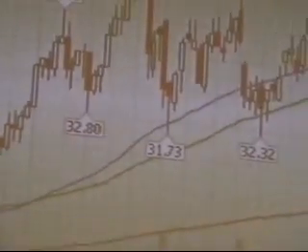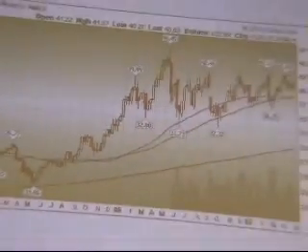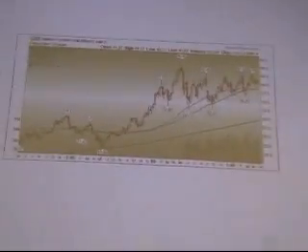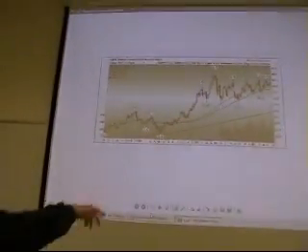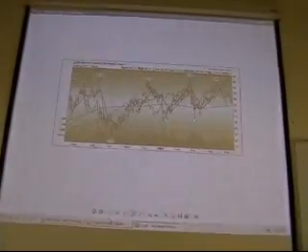Let's move on. Oh, sorry, one more thing. See, little volumes, and suddenly volumes get to be higher over here. So that's an interpretation that more buying power is coming into the market. Let's move on and see what's next.